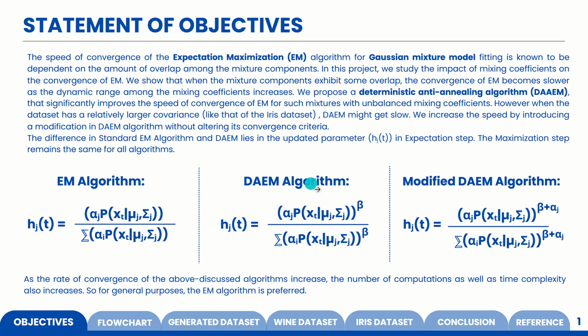But in our two algorithms, the first is DAEM, which is known as deterministic anti-annealing expectation maximization. Here we add an exponent of beta to our term so that it might converge, or the rate of convergence is slightly faster. We're going to see that via graphical plot analysis using different data sets. And the final one is our modified DAEM algorithm, where we also add an alpha j component in the exponent, where alpha j is based on the jth cluster of the data set.